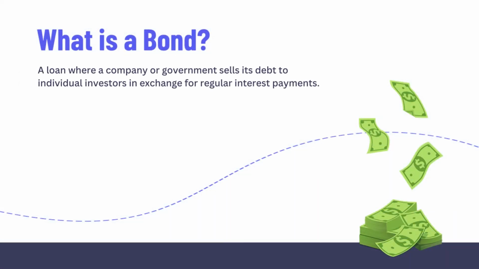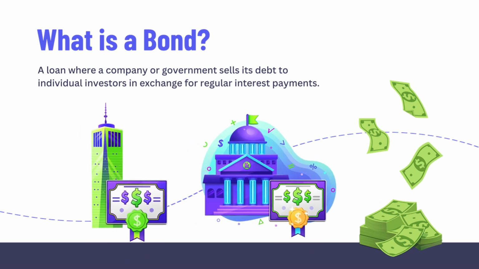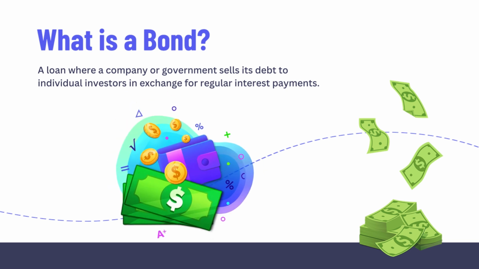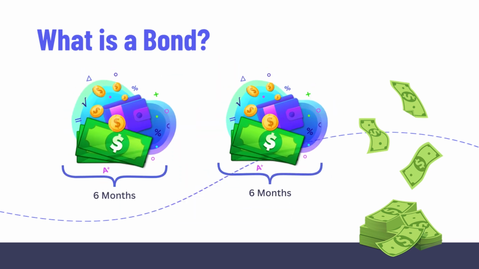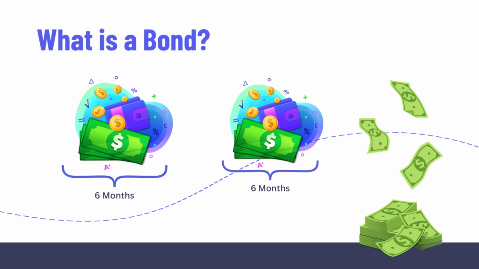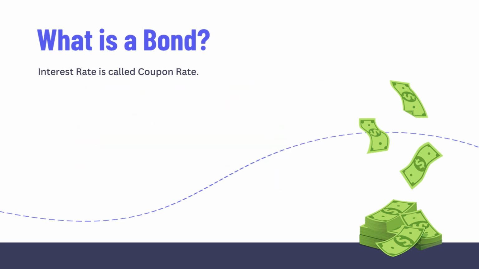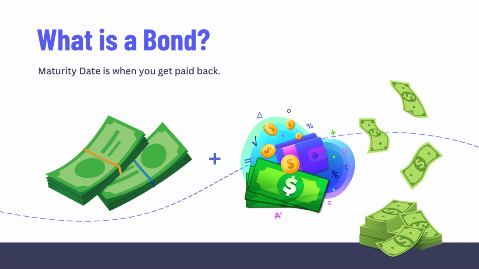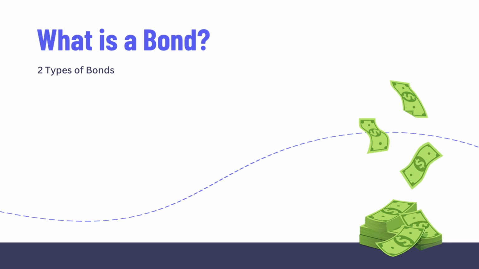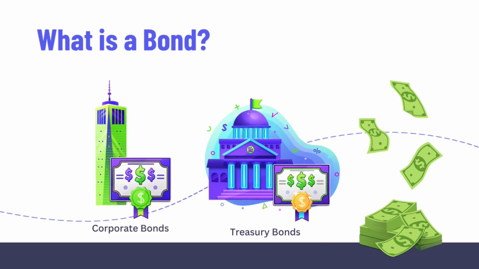A bond is a type of loan where a company or government sells its debt to individual investors in exchange for regular interest payments. Bonds are typically denominated in $1,000 and pay interest at set intervals, often every 6 months. The interest rate for a bond is called the coupon rate. On the maturity date of the bond, the original loan amount is paid back along with any accrued interest. There are two types of bonds, corporate bonds and Treasury bonds.